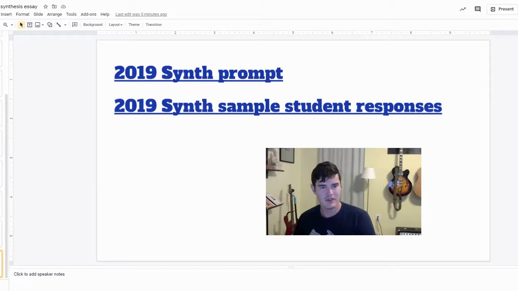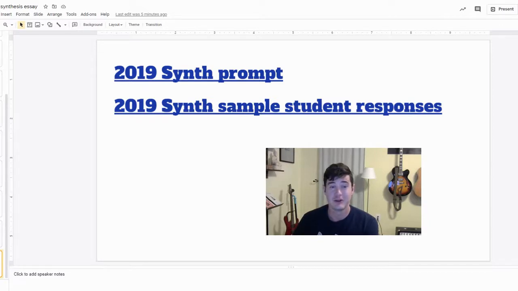Okay. The 2019 prompt is linked right here. It's about windmills, wind power. And these are the sample student responses. I include the 2019 specifically because the sample student responses are scored on the new rubric, and the justification for why they received the scores they did is based on the new rubric as opposed to the 9-point rubric.